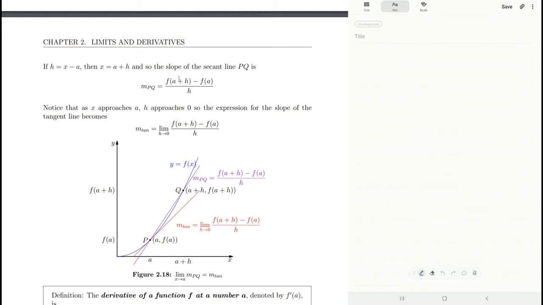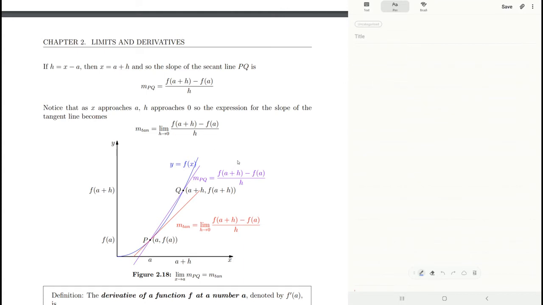So the x gets replaced with an a plus h, and the x minus a in the denominator gets replaced by an h. Now notice that if we let x approach a, then h will approach a value of 0. And so we can calculate the slope of the tangent line by taking the limit of f of a plus h minus f of a all over h, where h goes to 0.